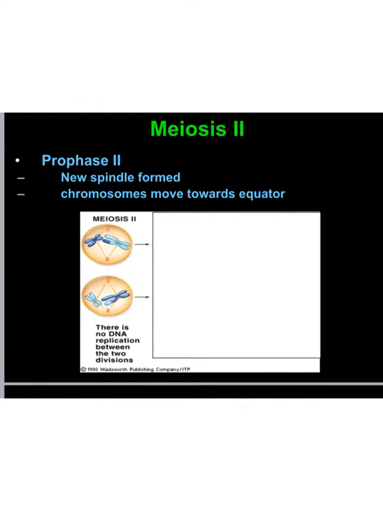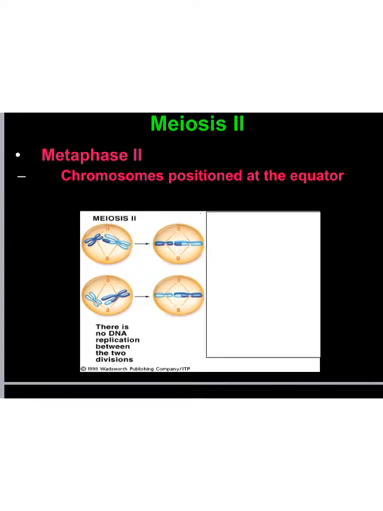All right, so prophase 2 is very similar to prophase 1 of meiosis 1, or even prophase of mitosis. So we get a new spindle apparatus forming with our centrioles going to the opposite poles, and the chromosomes are going to begin to move towards the equator, and also that nuclear envelope is going to disappear, go away.